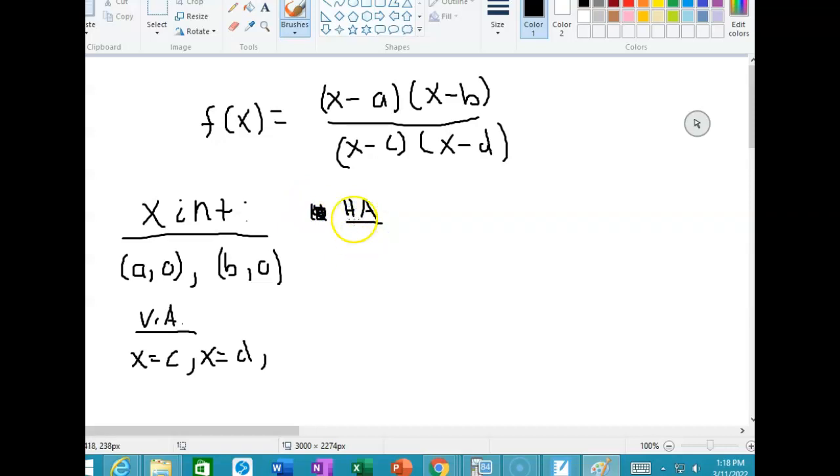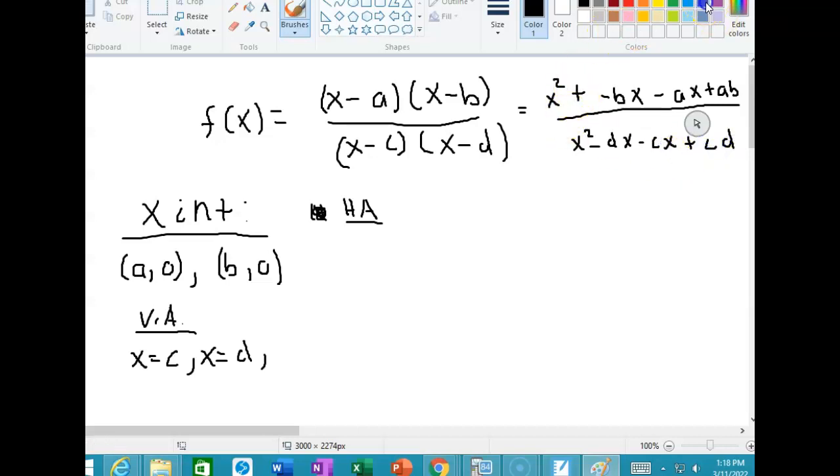Okay, horizontal asymptote. Well, again, if you really wanted to multiply all this out, you could. This would be x squared plus, what is this here? It's going to be x squared, and then it's going to get a little intense here, like minus bx minus ax plus ab, all divided by x squared minus dx minus cx plus cd.